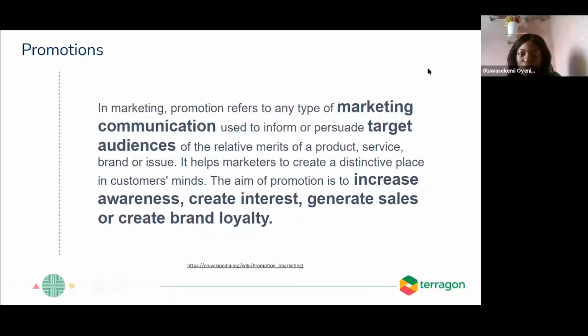This is just a definition from Wikipedia about what promotions in marketing is about. It's pretty long, but there are some keywords that I want you to take out of it, which are marketing communications, which is how to persuade your target audience, increasing awareness, creating interest, and generating sales or creating brand loyalty. Those are the keywords that I'll be taking out of this promotion definition and using to explain better. I think you really want to pay attention, because I'm going to be giving you some tips about how your business can go about it.